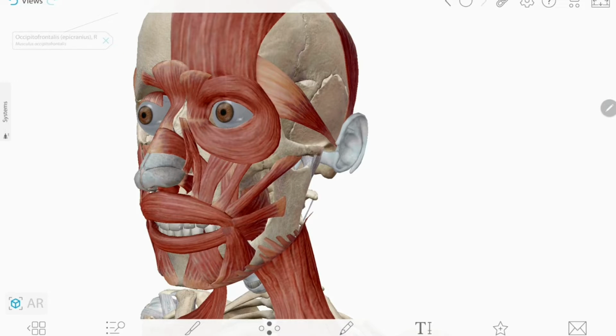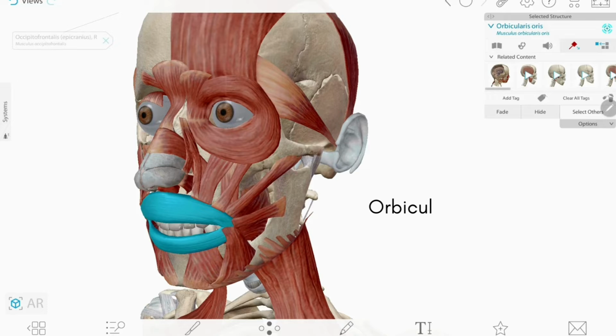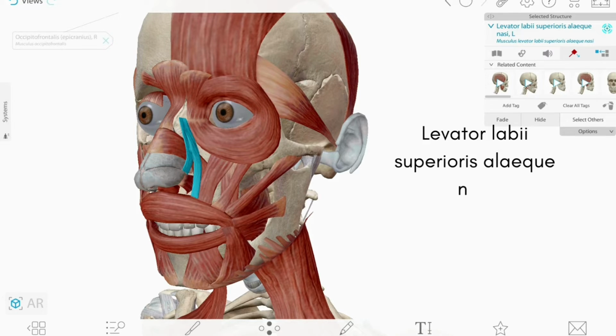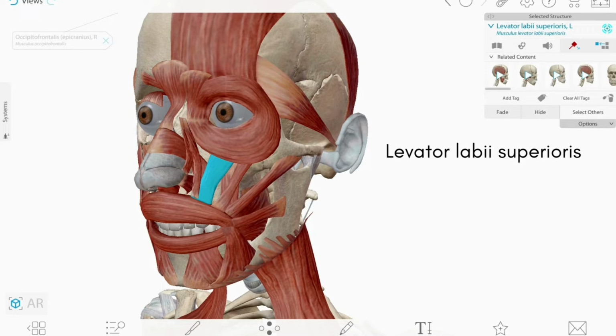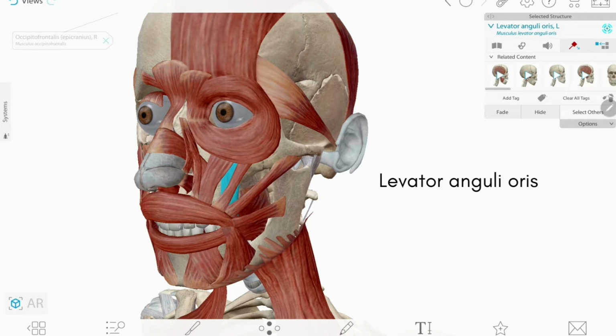We next move on to the oral group. The orbicularis oris is the muscle that encircles the mouth. Levator labii superioris alaeque nasi, levator labii superioris, levator anguli oris, zygomaticus minor, and zygomaticus major are located superior to the mouth, starting medially. Zygomaticus minor is superficial to levator anguli oris.